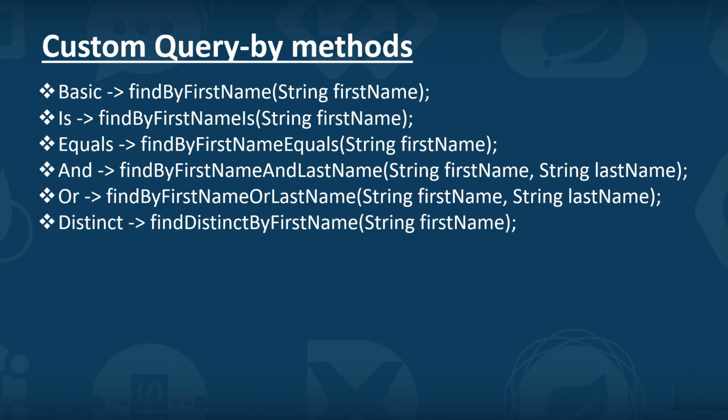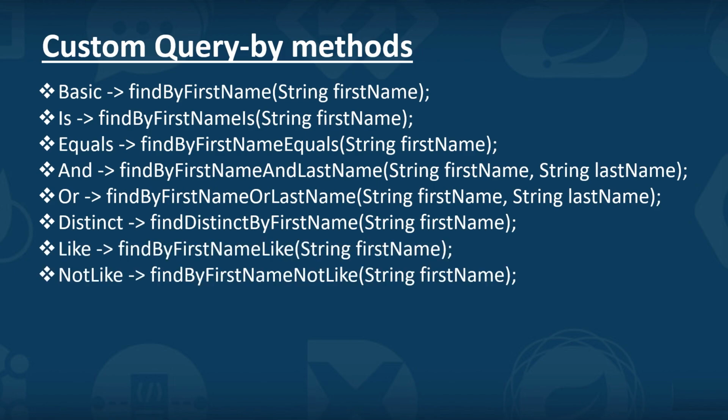Then there can be an option like distinct. So many times when we write a SQL query, we say we only want the distinct elements. So in that case, we will just say find distinct by. This time the distinct word will come in the starting. If you are making usage of get, you will say get distinct by. If you are making usage of read, you will say read distinct by.